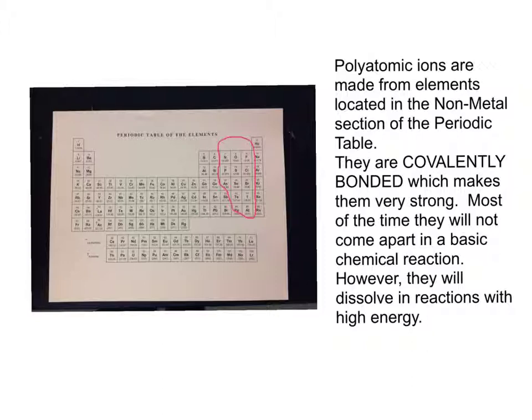Now, a polyatomic ion is covalently bonded. So the electronegativity between these elements is very close together. They're not far enough apart to make much difference, and it is not an ionic bond. It's a covalent bond, and these are very strong bonds.